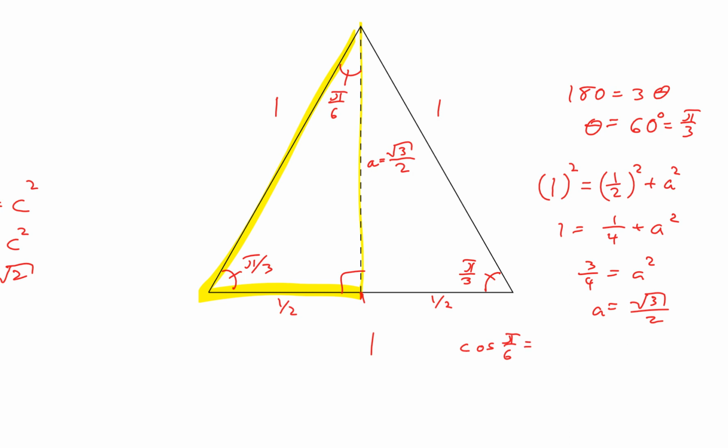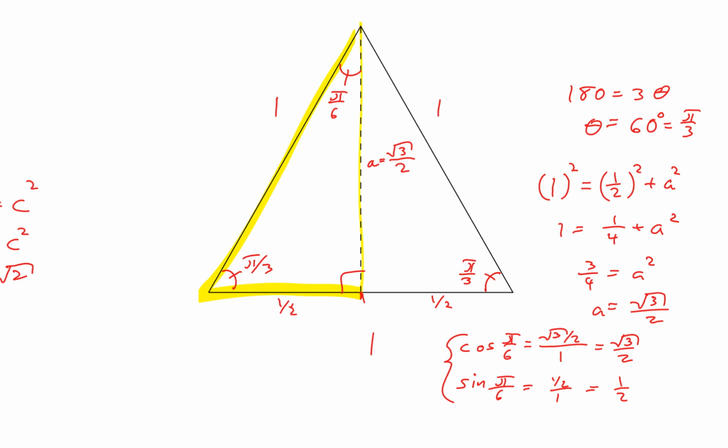So this equals the adjacent side, which is root 3 over 2, and the hypotenuse is 1. So the answer is simply root 3 over 2. And then for sine of pi over 6, this is the opposite, so it's 1/2 divided by 1, so it's simply 1/2. Okay. So that's it. We got cosine of pi over 6 and sine of pi over 6.